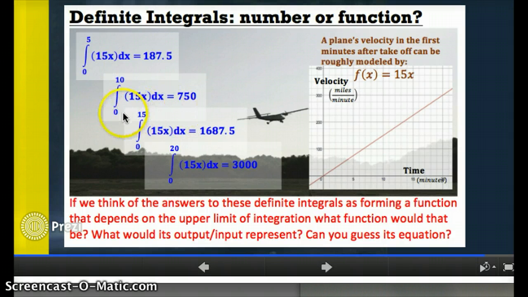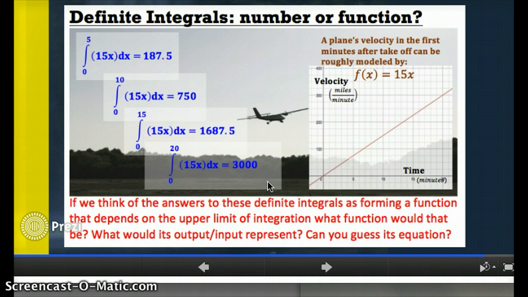Yeah, this is saying in the first 10 minutes, it's gone 750 miles. And then what about these two? Exactly, this one's saying in the first 15 minutes, the plane travels 1687, and in the first 20 minutes it travels 3,000. So those statements actually seem really simple. They don't sound like the kind of statements that need calculus.